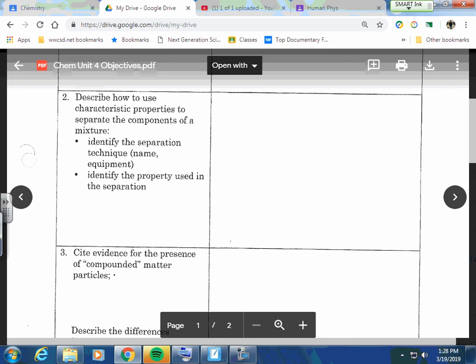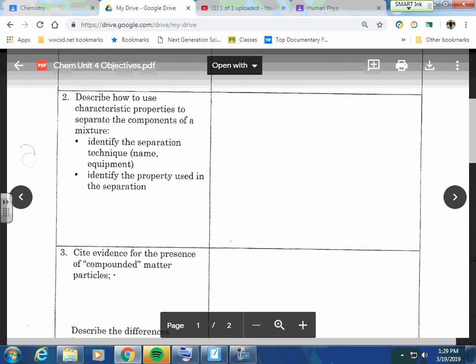All right, so describe how to use characteristic properties to separate the components of a mixture. Identify the separation technique, name and equipment. Identify the property used in the separation. You're not going to have to worry about all the equipment and all that stuff, but you should understand what are ways that we can separate mixtures.